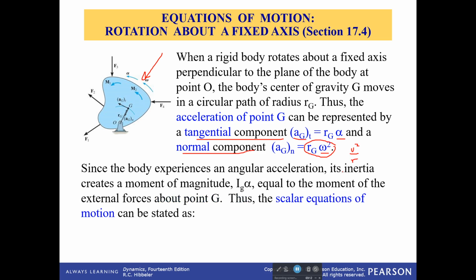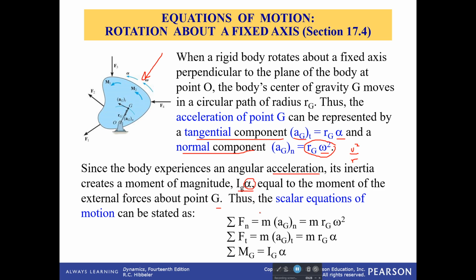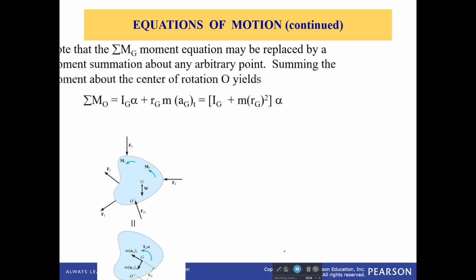Now, since the body experiences an angular acceleration, its inertia creates a moment which is equal to the mass moment of inertia times the angular acceleration. And that's going to be equal to the moment of external forces acting about point G. So we have three scalar equations of motion, and they look like this. So this one is no longer 0. It was before for just translation, but no longer.